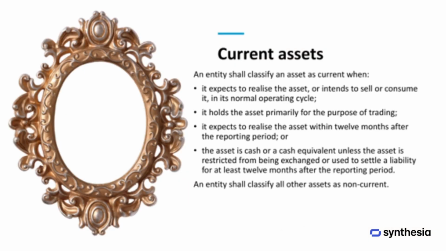An entity must classify an asset as current if it expects to realize the asset or intends to sell or consume it within its normal operating cycle. Additionally, an asset is considered current if it is held primarily for the purpose of trading, or if the entity expects to realize the asset within 12 months after the reporting period.